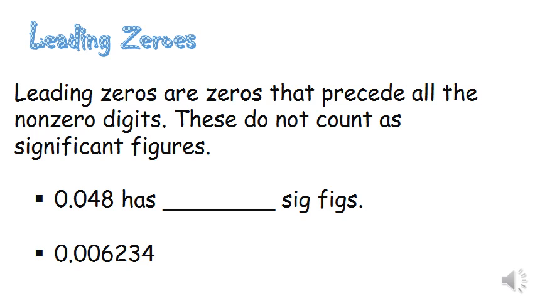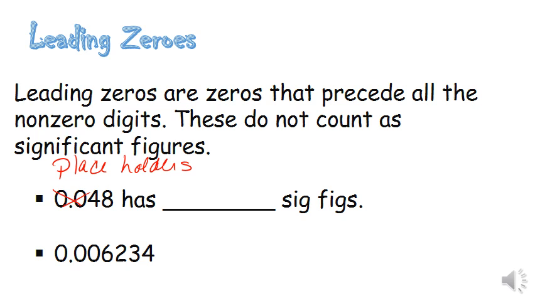So let's start with leading zeros. Leading zeros are the ones that come in front of a number, and you will see these in front of a decimal type number, some number less than 1, and these absolutely never count as significant. They're simply placeholders.